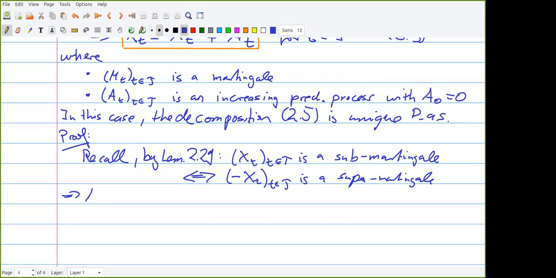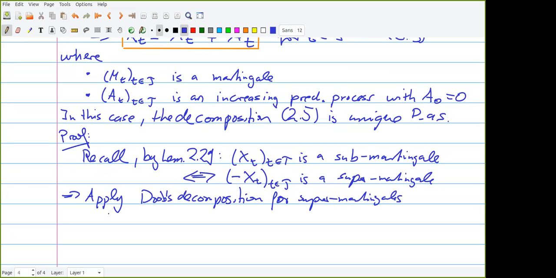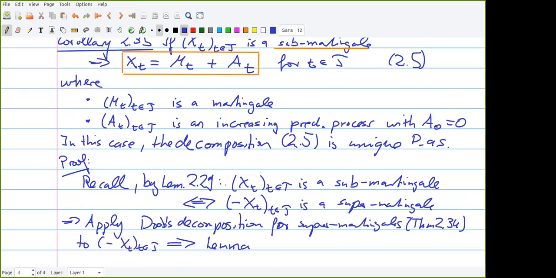So we apply Doob's decomposition, theorem 2.39, for supermartingales to the supermartingale minus X. And then the lemma, the one we want to prove here, so check our corollary, the corollary just follows.